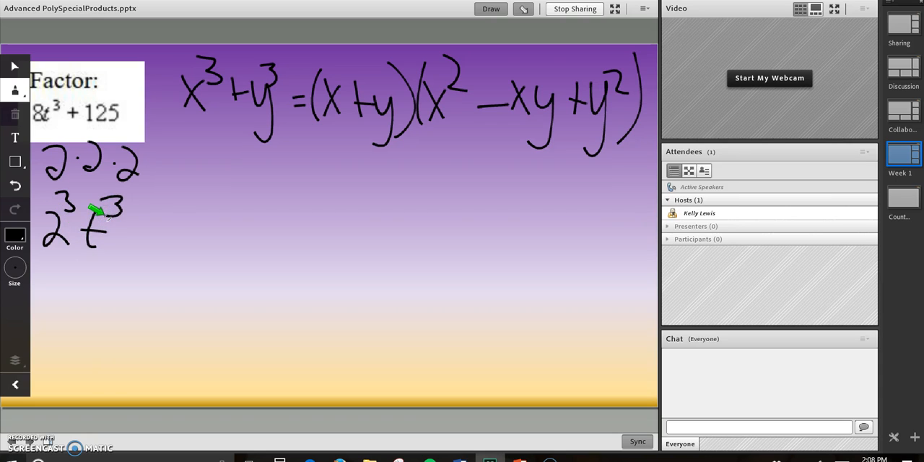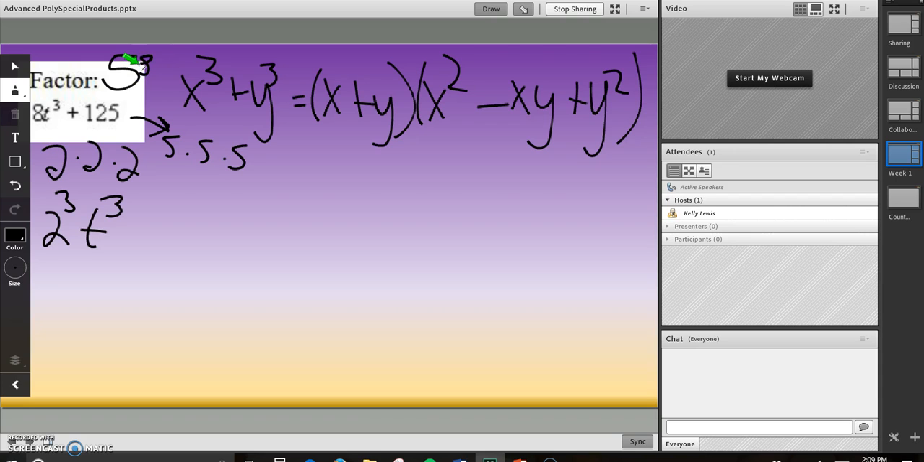And then 125, we have to figure out some number times itself times itself is 125. 99% of the time, it's going to be less than 10. So on your calculator, do like 4 times 4 times 4. Keep going. Okay, and it's 5 times 5 times 5 is 125. So it's 5 cubed.